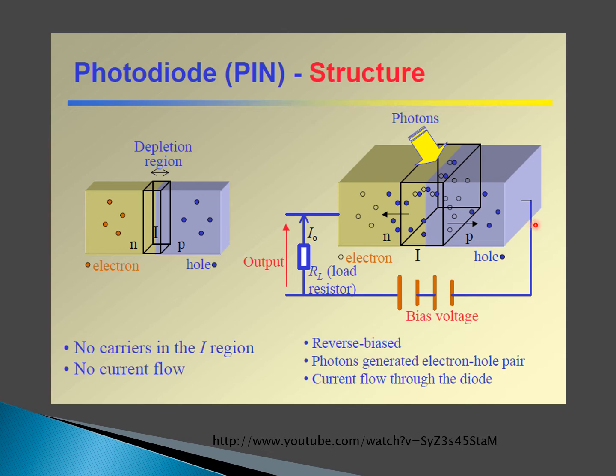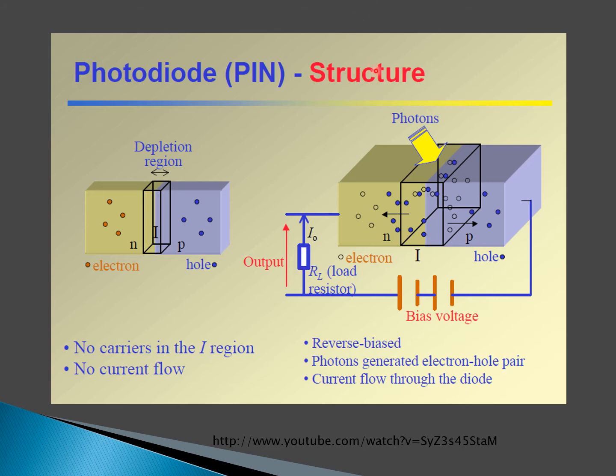Now it is connected to this battery in the reverse bias position. You can see the p-type is connected to the negative terminal and the n-type is connected to the positive terminal. That is why it is reverse biased. Assume there is a load resistor here.